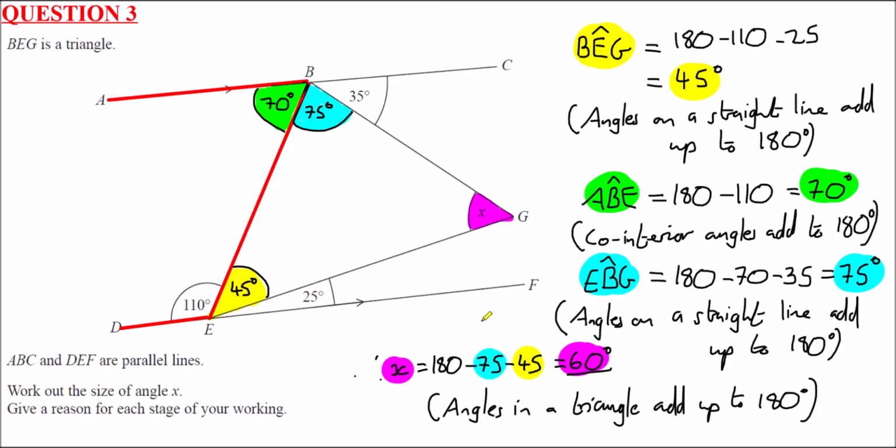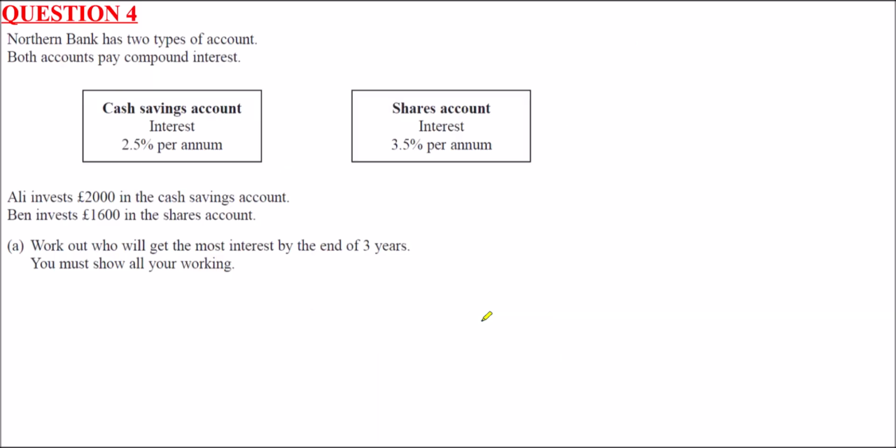So that's all done now. So let's now have a look at question 4. Question 4, a banking question. So Northern Bank, which is a fictional bank, have two types of account. Both accounts pay compound interest. So Ali puts £2,000 in the cash savings account. So first of all, I'm just going to highlight that Ali is using the cash savings account. Whereas Ben is going for the other one.